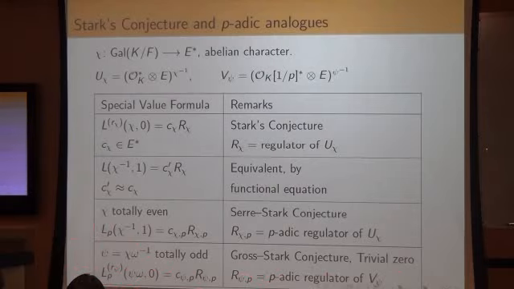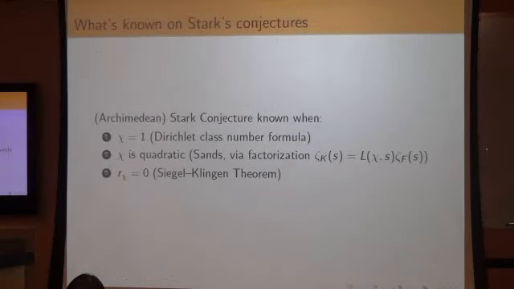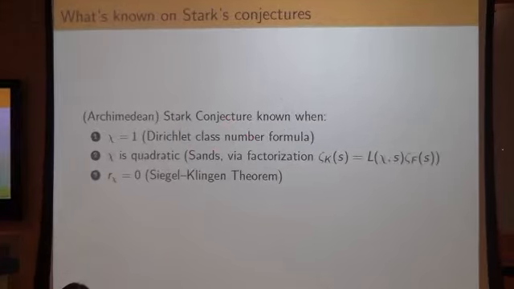All right, so I put it all together on one slide. Oh, I didn't do that. Okay. So let me say what's known about Stark's conjectures. I ended my talk last time with the Dirichlet class number formula, when chi is the trivial character for any number field. The leading term at s equals 0 of the Dedekind zeta function is known. It's the Dirichlet class number formula.